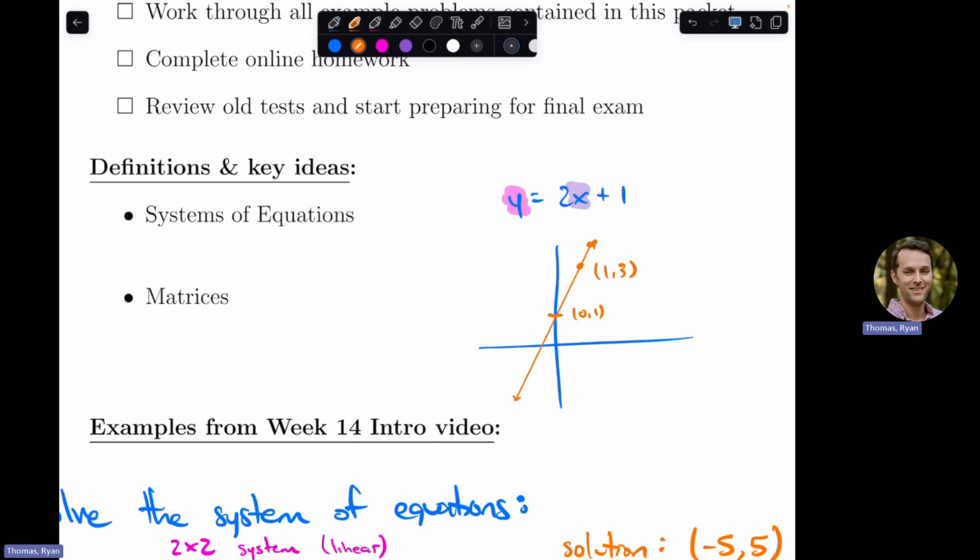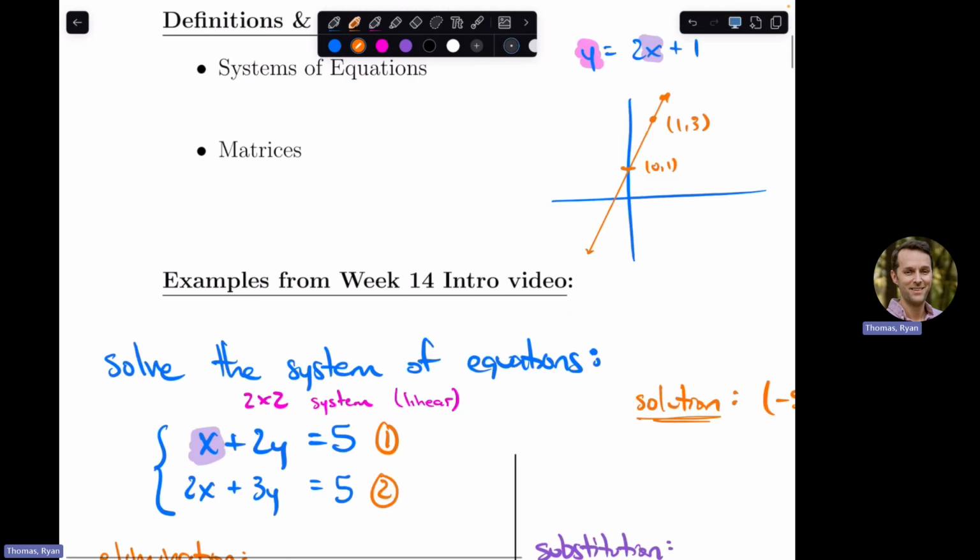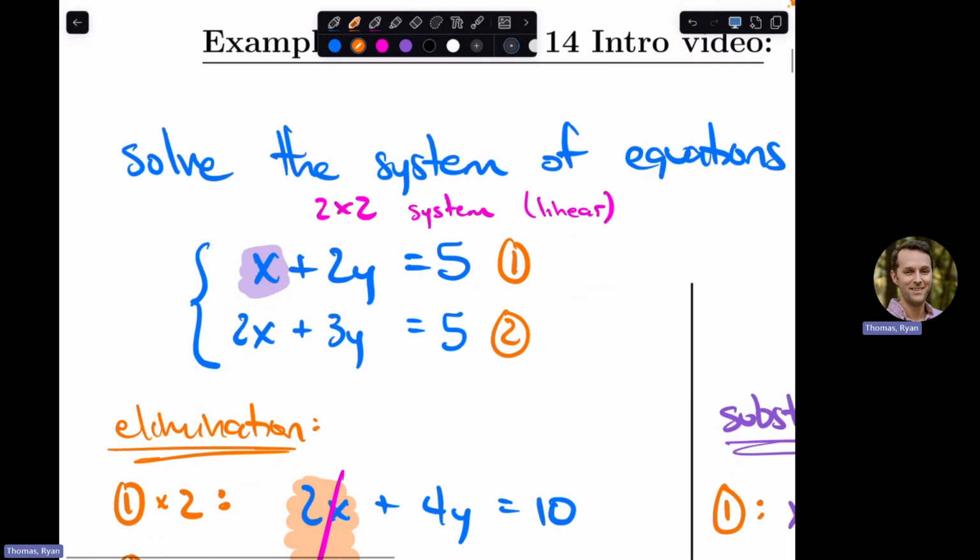What we're going to be looking at is systems, meaning, take two or more of those things and join them together. This is the example that I did in the intro video for this week. I'm not going to work through that again because hopefully you watched it already, but we're going to take two of these things and consider them at the same time, right?